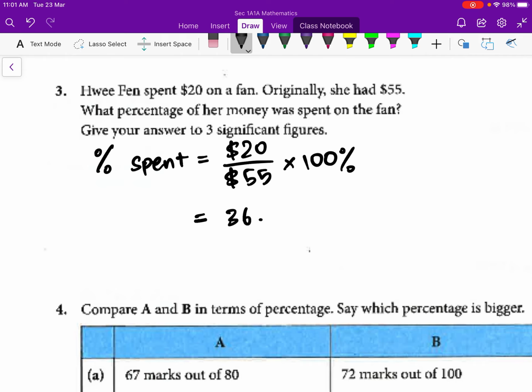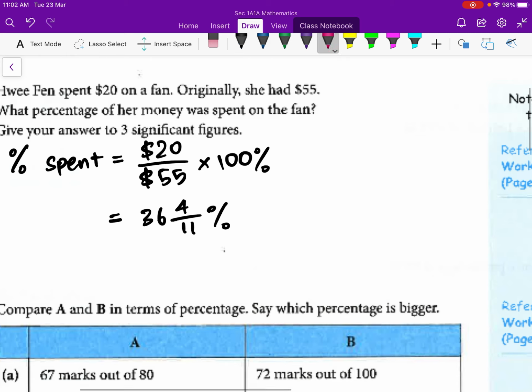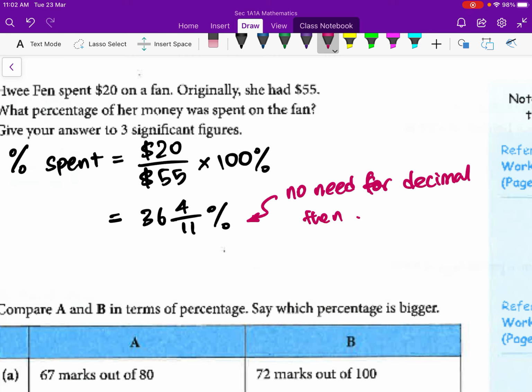Okay, so 36.3, huh? Wait, 20 divided by 55 times 100. Okay, 36.363636, but I can have it in exact form. 36 and 4 over 11%. If it is exact, leave as exact. No need for decimal. Then round off. No need. We have the exact value. Leave it as the exact value.